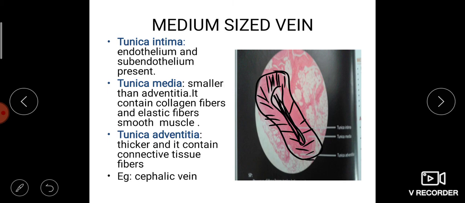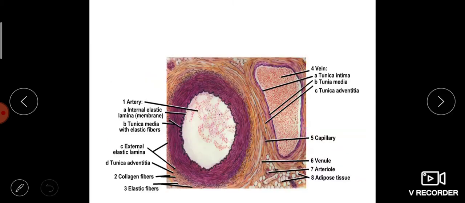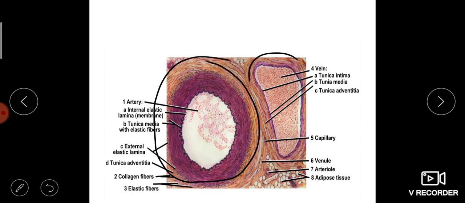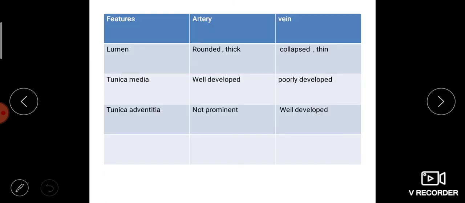For example, cephalic vein. See, this is an artery. This is an artery. This is a vein. The wall of the artery is thick when compared to the vein. Veins are collapsed structures. Say the features or the difference between artery and vein. The features while taking lumen, tunica media, tunica adventitia. What are the differences in artery and vein?